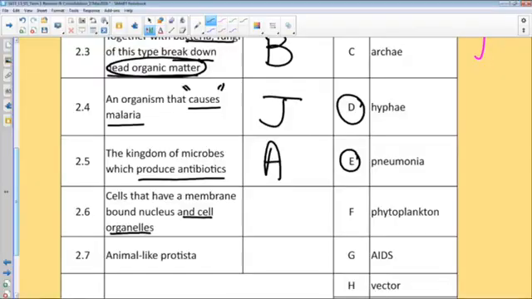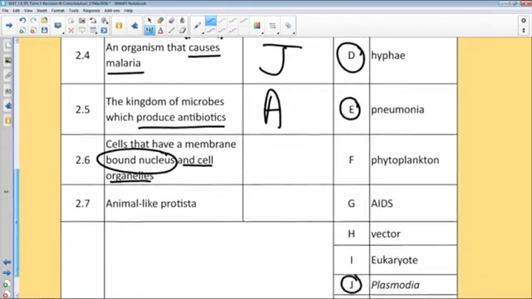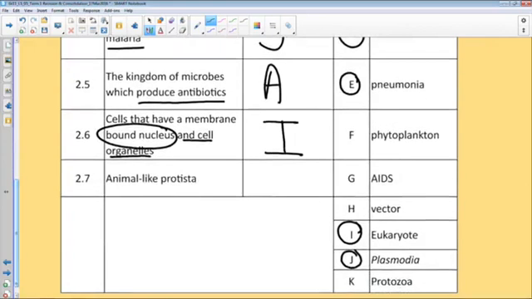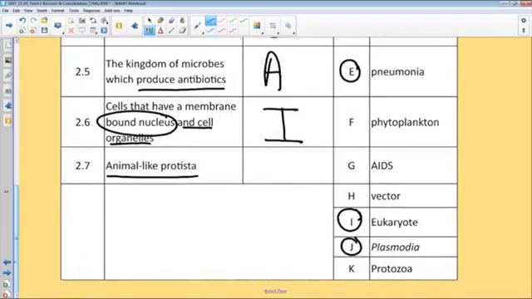And in this case, guys, we're looking at cells that have a membrane-bound nucleus, so clearly a well-defined nucleus. And the term that describes these are your eukaryotes. So guys, your eukaryotic cells are cells that have a distinct nucleus that is bound by a membrane. And lastly, we're looking at animal-like protista. And guys, if we look at animal-like protista, we know that your protozoans are the animal-like protista, and that's the option K.